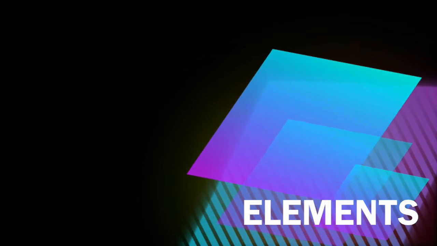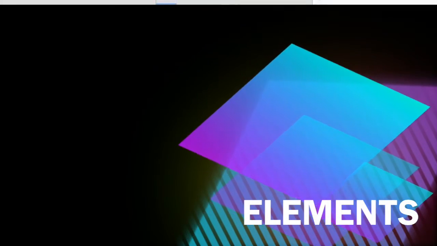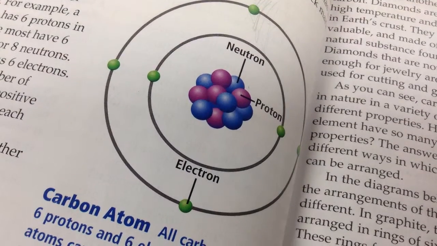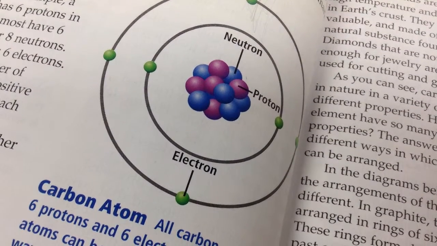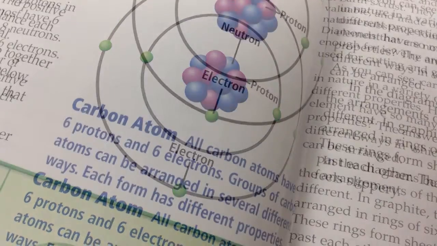First, let's talk about elements. An element is a substance that cannot be broken apart into other substances. This is a carbon atom, also known as the Bohr model. An atom is the smallest particle of an element that still has the properties of an element.